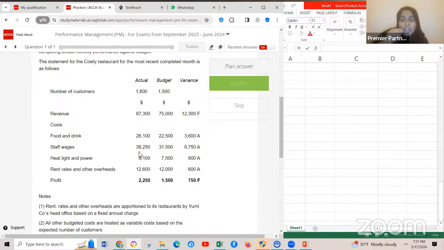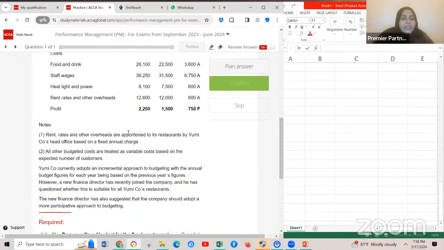We need to flex the budget. We need to bring the flex budget for 1,800 units. Now, this is for 1,500, right? How can we compare it with 1,800 customers? It doesn't make sense. So we have to flex the budget and get the flexed budget for 1,800 units, and that we will compare with actual. But they have not given that. So these variances are not meaningful.